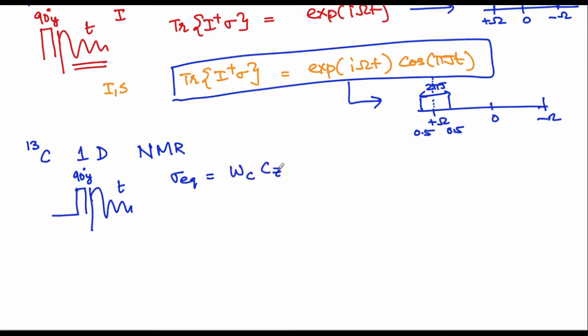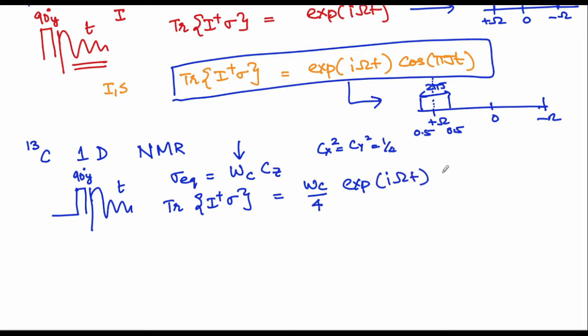However, I'd like to start from the equilibrium density matrix, which is going to be given by omega C times Cz. So therefore, your final trace of I plus to sigma will be given by omega C over 4. The 1 over 4 comes up because you would end up getting a Cx squared Cy squared, which is equal to 1 over 4. That's how this 1 over 4 comes up, and omega C comes from wherever you started, times exp I omega t times cos pi J t.